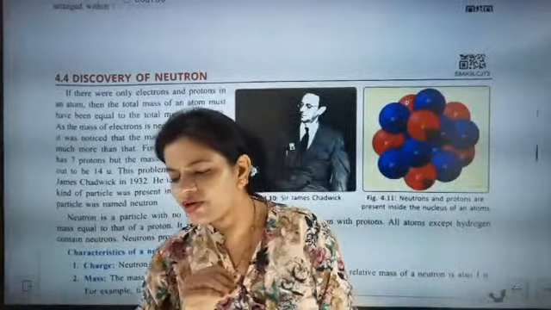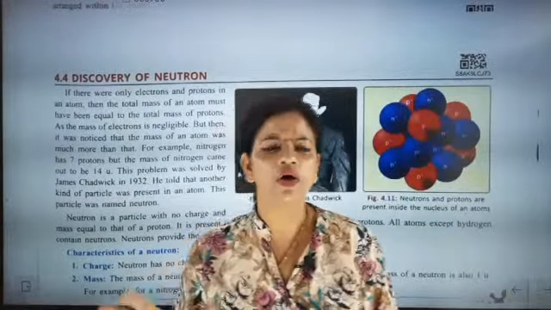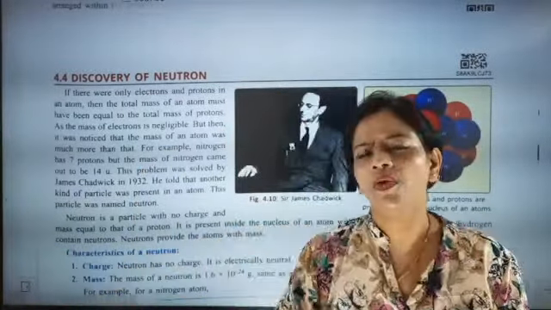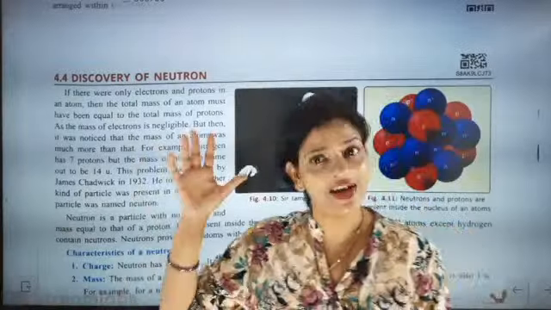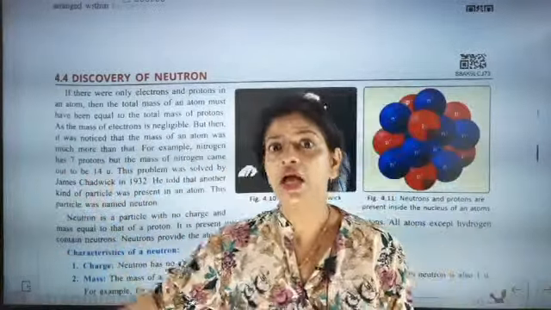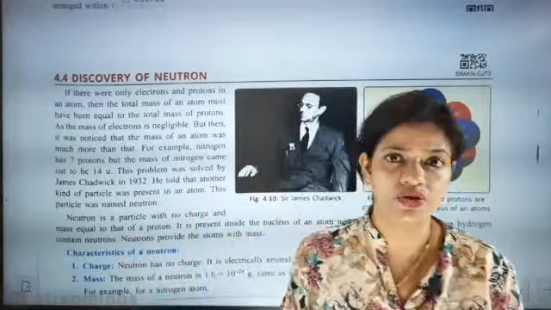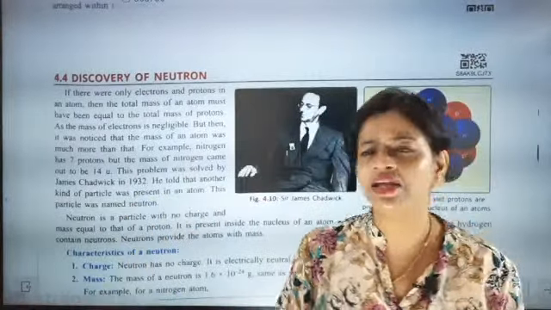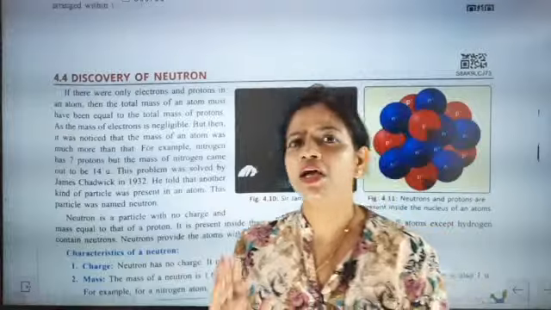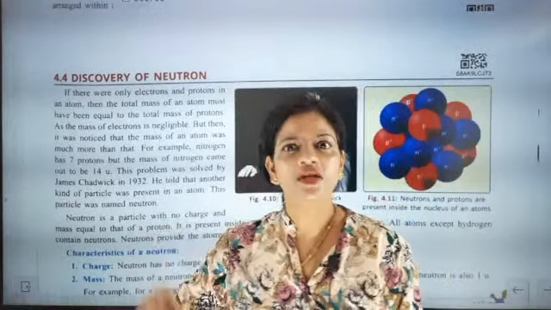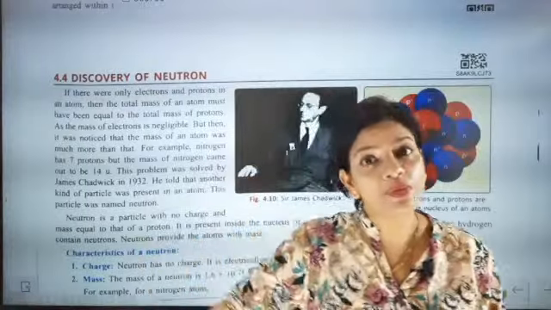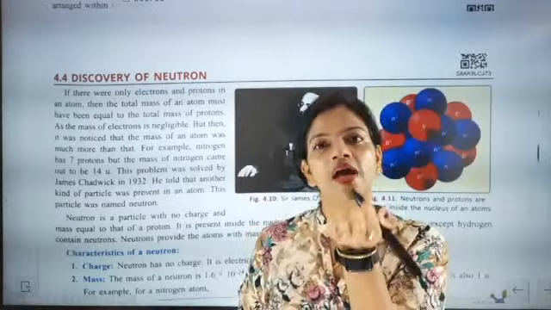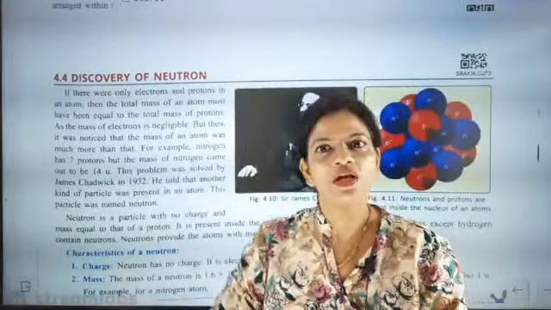Now, according to the discovery, you can see that the discovery of the neutron was done very late, whereas electron and proton were discovered in the 1800s. James Chadwick proposed that in the nucleus it is not only proton, but something else is present along with the proton, and that something else is contributing to the mass. Because the mass of proton alone cannot make the mass of the nucleus. That means something else is there.